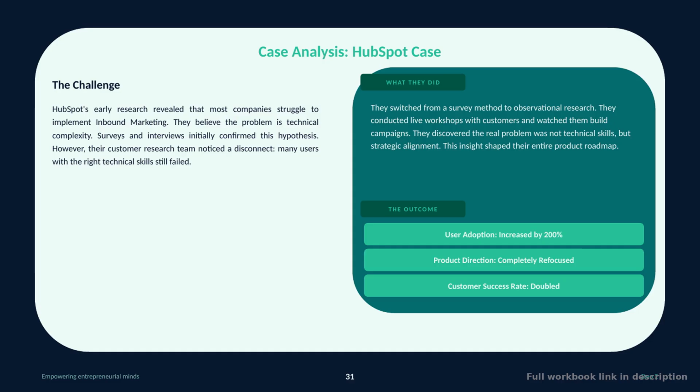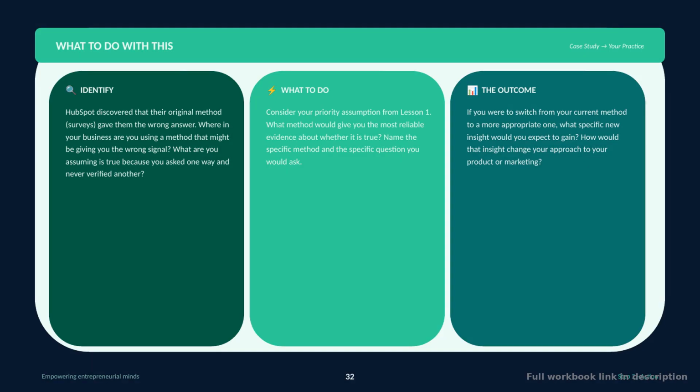They discovered the real problem was not technical skills, but strategic alignment. This insight shaped their entire product roadmap. The outcome was a 200% increase in user adoption, a completely refocused product direction, and a doubled customer success rate. Now, apply this to your practice.